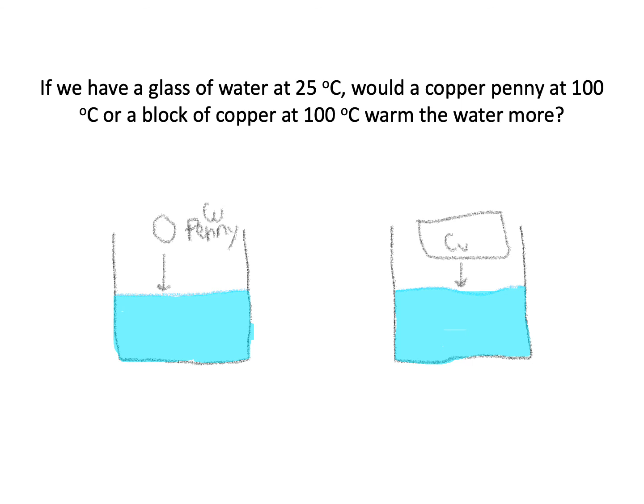And again, remember, heat is defined as the energy being transferred from a warm object to a cooler object. With the block of copper, since it's larger and has more mass than the copper penny, we would imagine that more heat would be transferred from the copper block to the water than from the penny to the water. So we would imagine that the water with the copper block would warm up more, based on our equation of Q equals mC delta T.